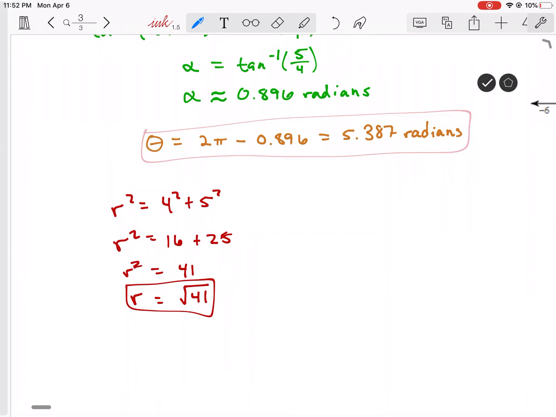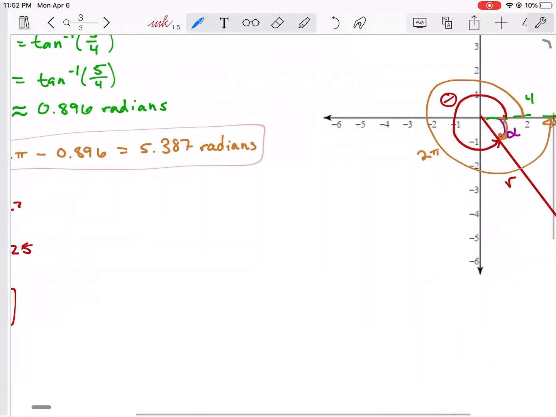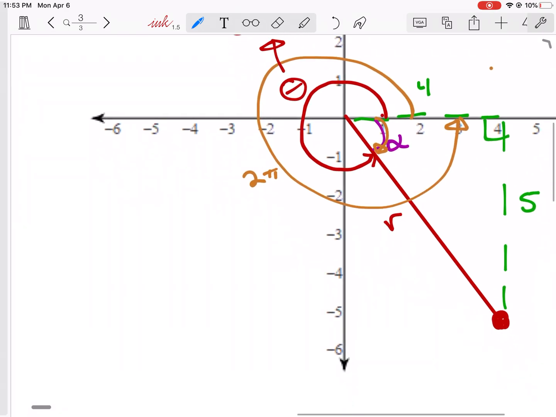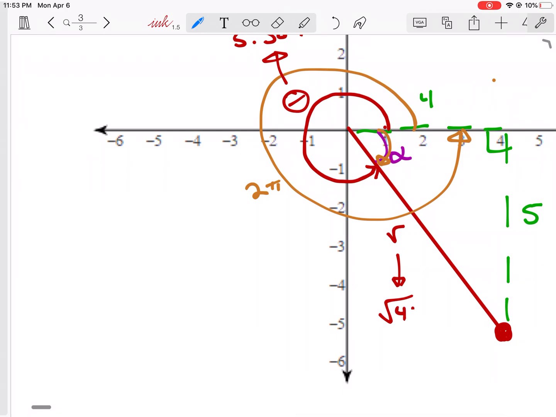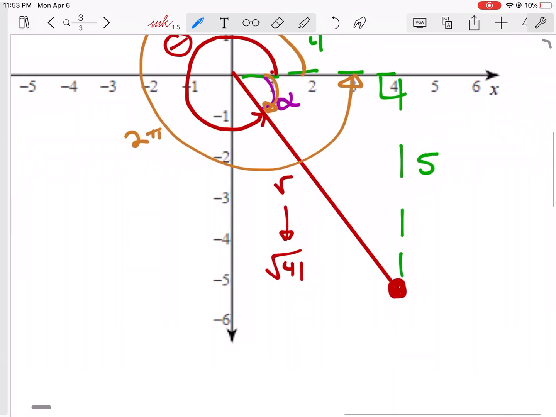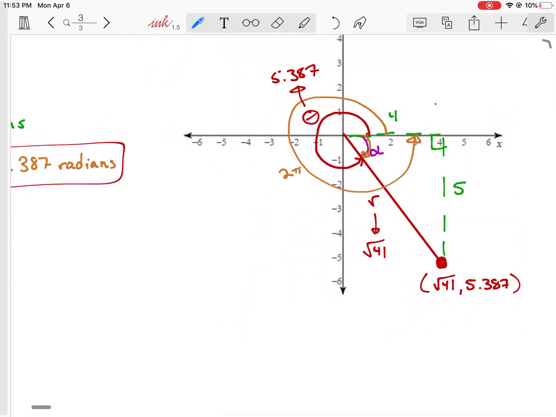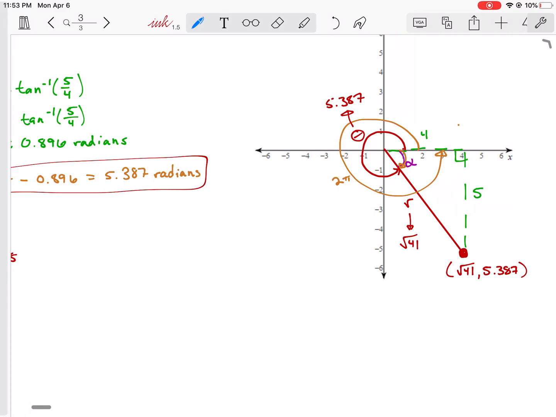So now we have theta and r. Theta is 5.387 radians, and r, we just found, is the square root of 41. So this point has coordinates, in polar coordinates, square root 41, comma, 5.387 radians. If you use degrees, that would work the same way, literally no different, just a different number.